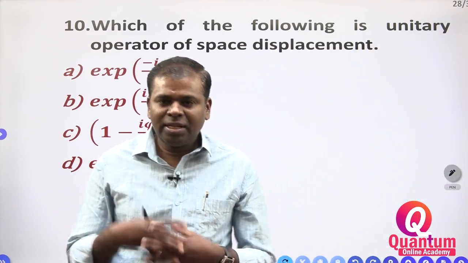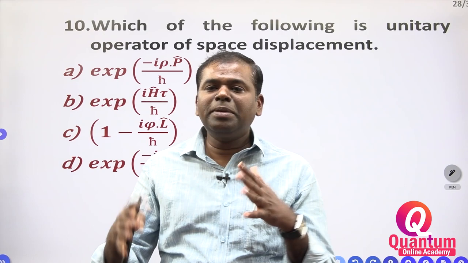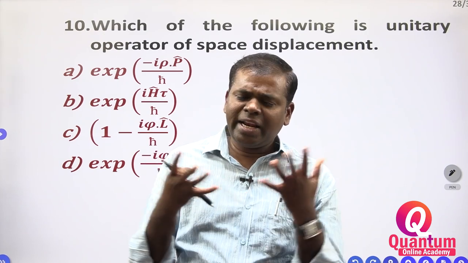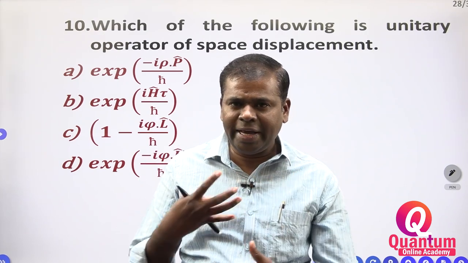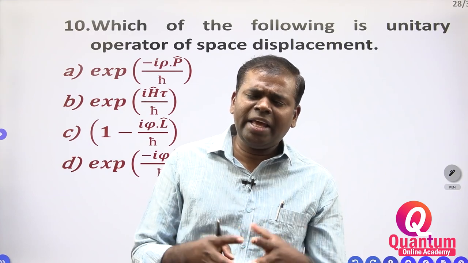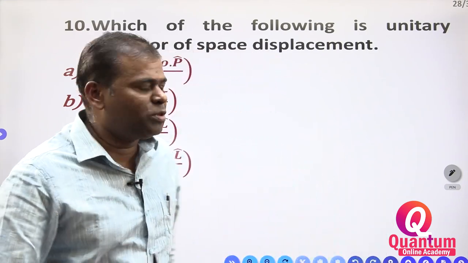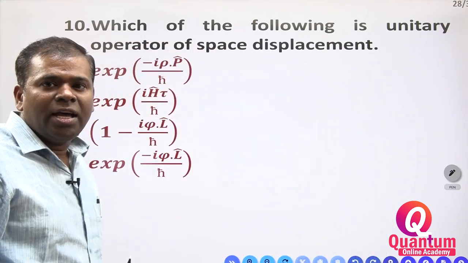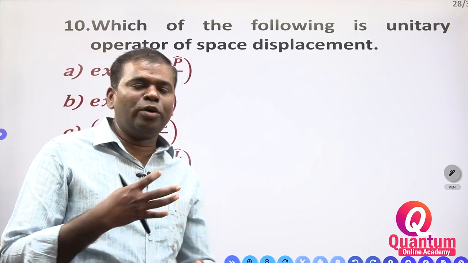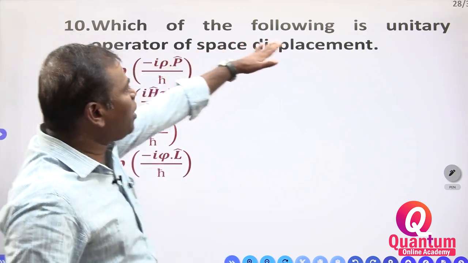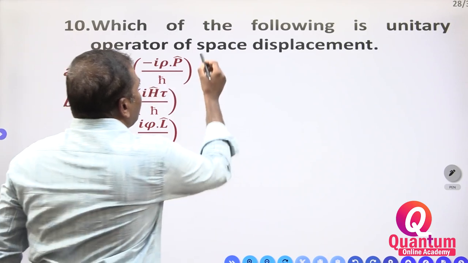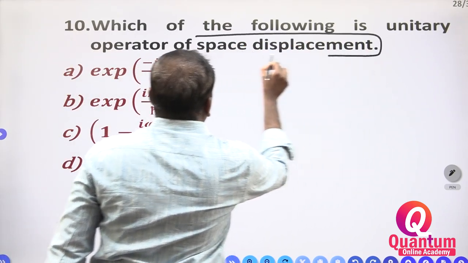Last part, that is the symmetry part. Symmetry in quantum mechanics. Recently they are added in the GATE examination. This is very easy. Only three symmetry operations are there, that is time, space and rotation. Which of the following is the unitary operator under a space displacement?